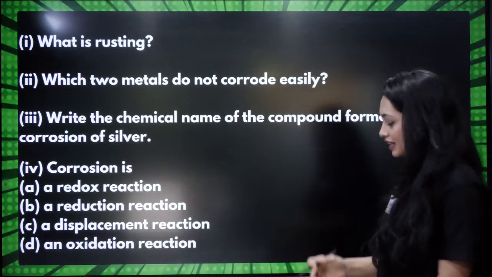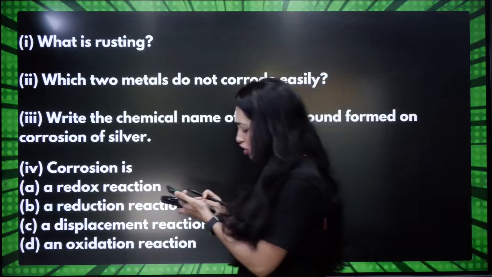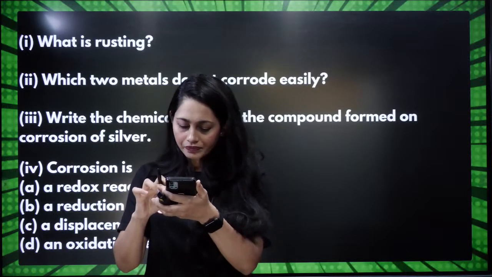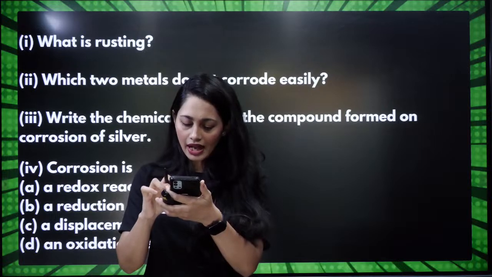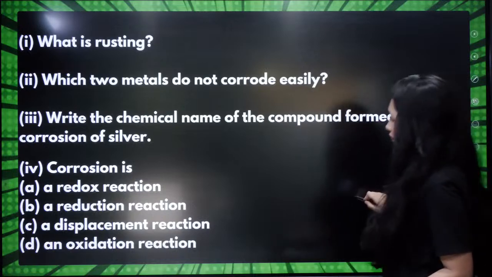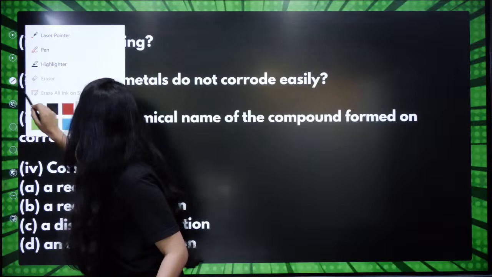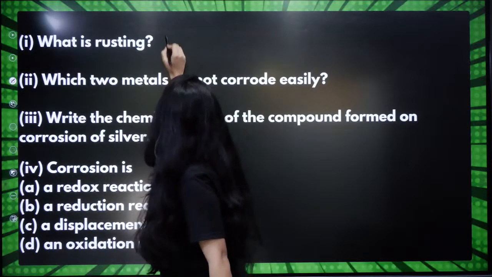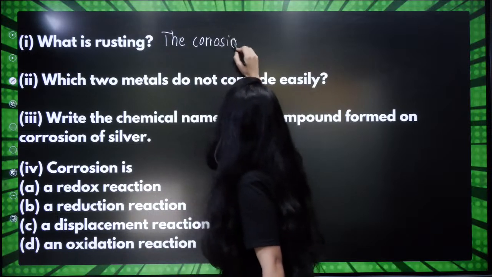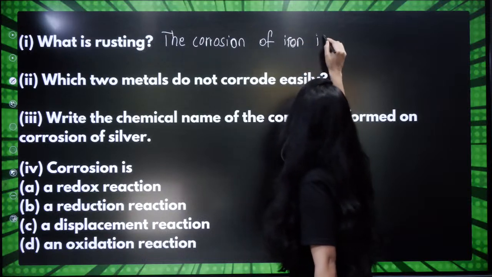What is rusting? Corrosion of iron is called rusting. The two methods to prevent it are galvanization and anti-rust paint. So let's write that. What is rusting? The corrosion of iron is called rusting.